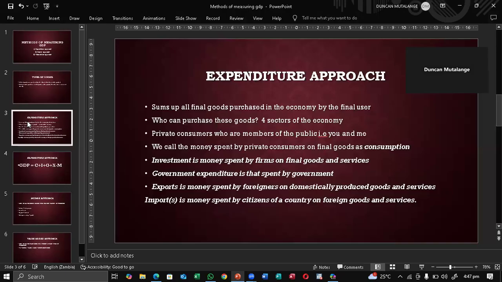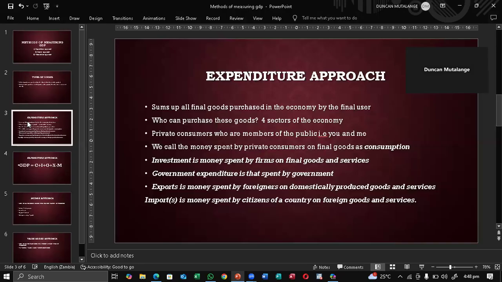Then we also have the other sector, which is called the foreign sector. We have exports and imports. What are exports? An export is simply the money spent by foreigners on domestically produced goods and services. So for example, if in Zambia we produce phones and sell them to a South African, that money that the South African spends on the Zambian produced good will be called an export, because it's been produced in Zambia, right?